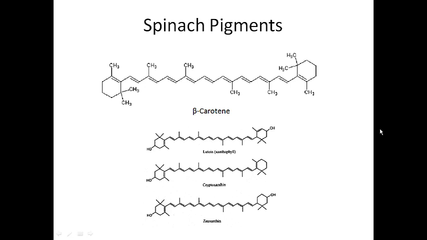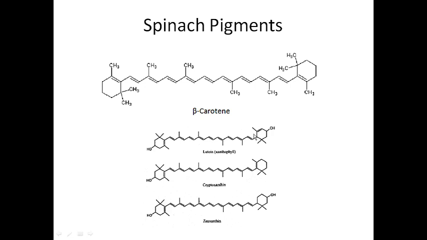So we're going to be isolating different spinach pigments from raw spinach leaves. And there are different classes of these. The first is a yellow pigment that is completely non-polar. It's totally a hydrocarbon, and that is called beta-carotene. Beta-carotene is also in carrots. It's really the only pigment that you find in carrots.